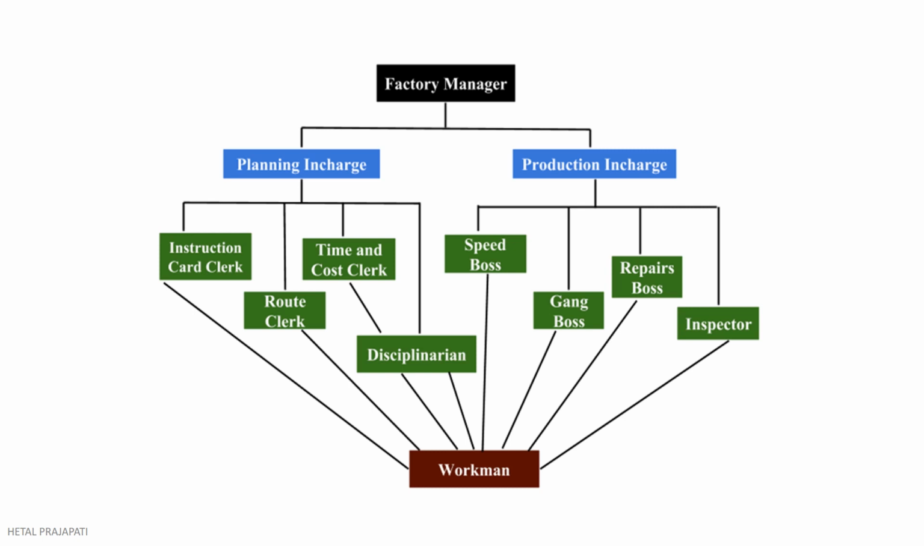Third is the time and cost clerk. This clerk decides as to when a particular work is to be started and finished, that is, what time the whole work will take. It also decides the cost at which the product will be produced.